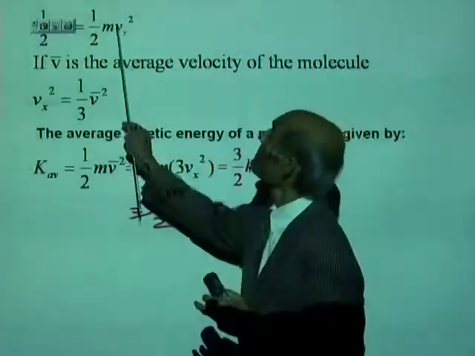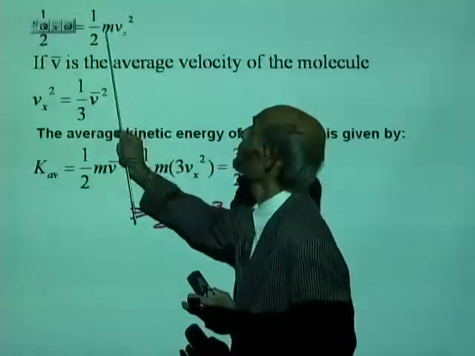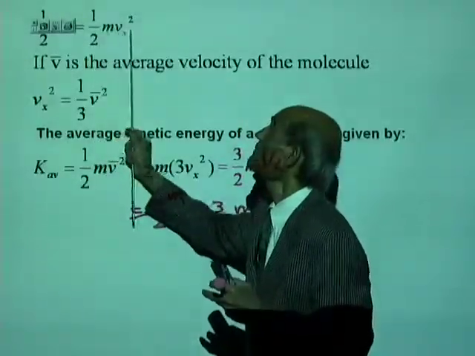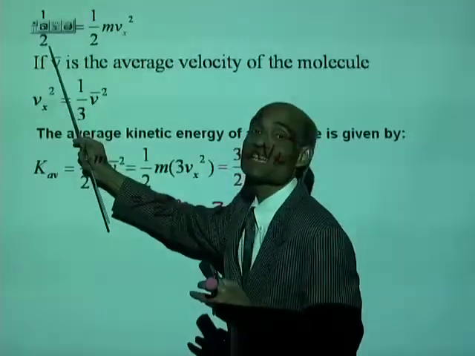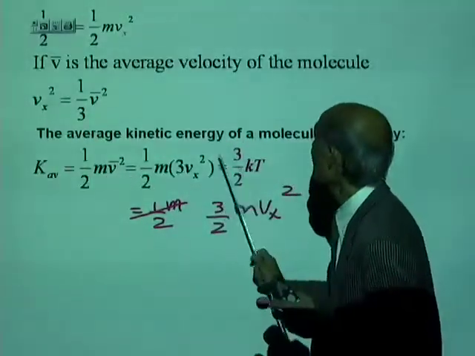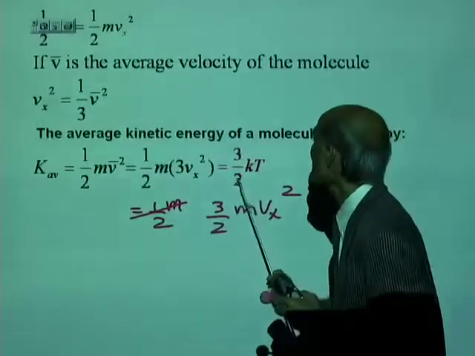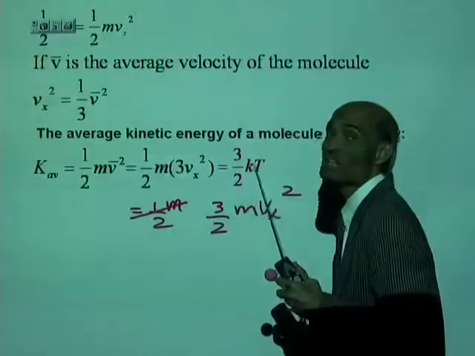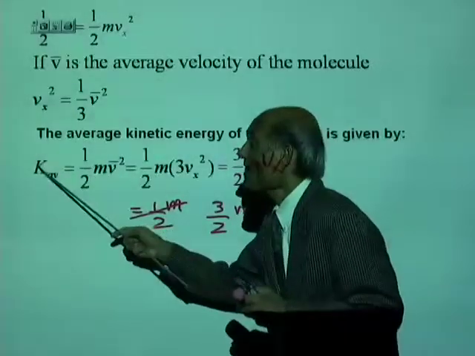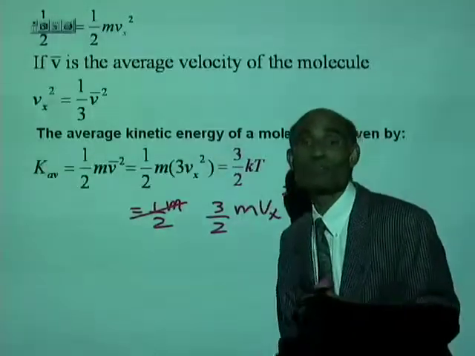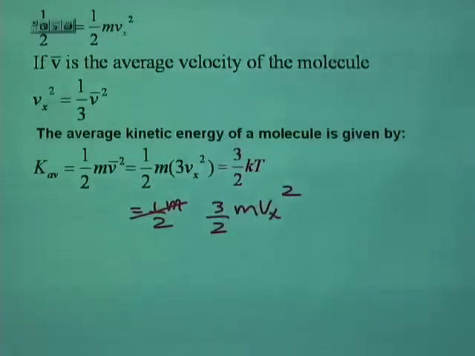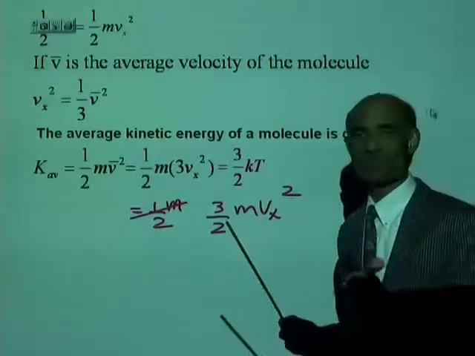But what does mvx squared equal to? If you remember, if you simply take away these 1/2, this mvx squared equals kT. So I can therefore say this is equal to 3 over 2 mvx squared, which is 3 over 2 kT. Now look at that. The average kinetic energy of a molecule is 3 over 2 kT. I want you to assimilate that information.